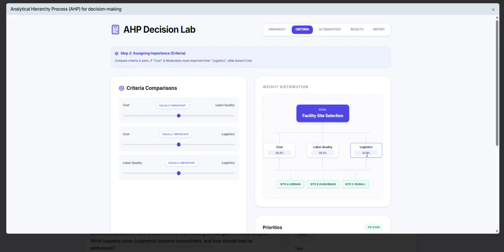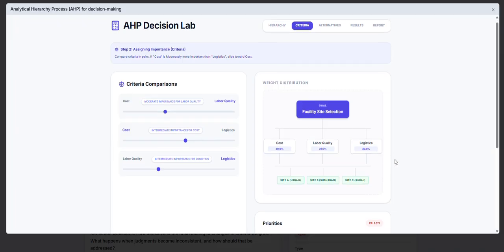All of them are equally important, so we have same weight. But if we say that cost is a bit more important compared to the labor quality, we can give a weight for that one. You can say that cost and logistics, okay, maybe logistics is not that important. We can say about labor quality and logistics, okay, labor quality is more important than logistics. So this is the weighting we have, and now it's calculating them over here.